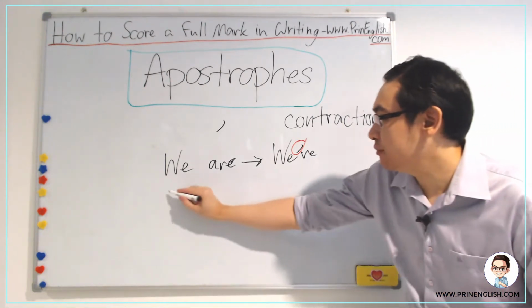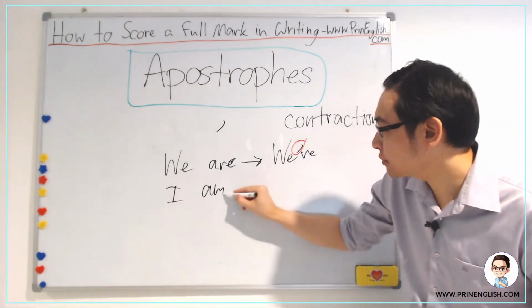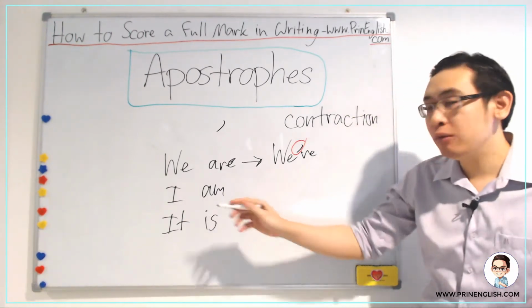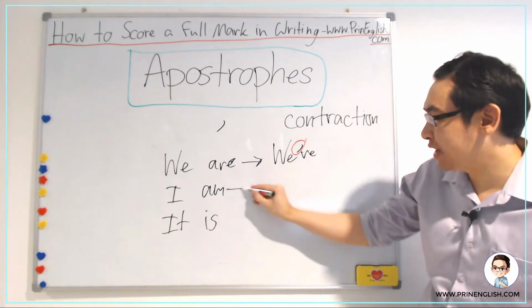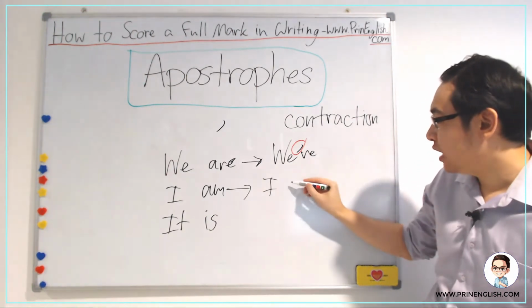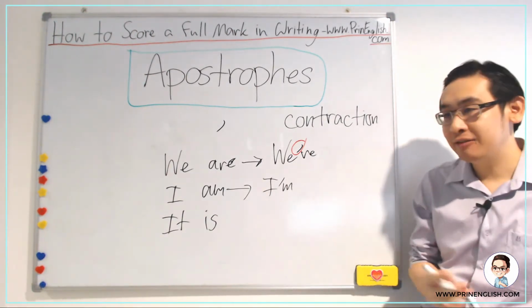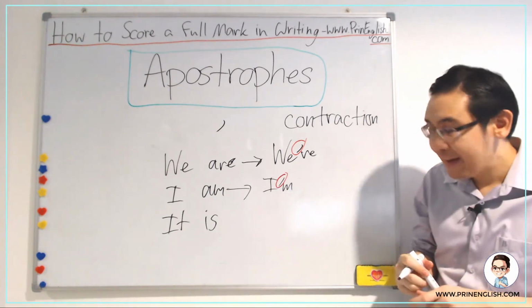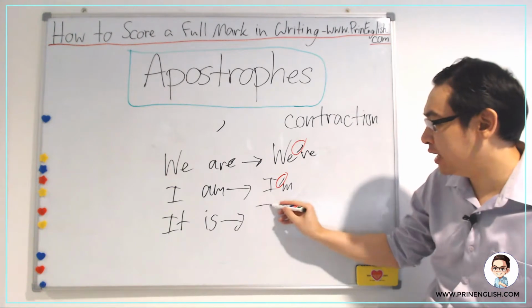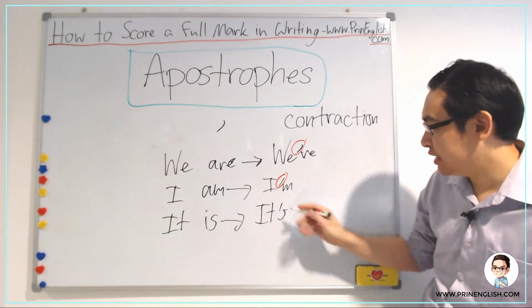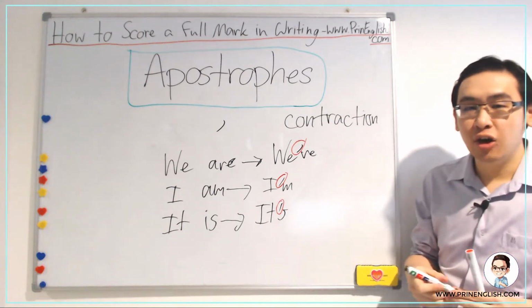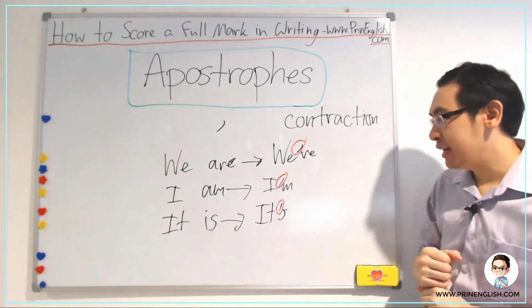So let's take a look at a few more examples, maybe I am and it is. Okay, so if we want to contract I am, what does it become? It becomes I'm, like this, right? I'm. So that's the apostrophe. That's the first use of the apostrophe. And for it is, it becomes it's, like this. Okay, so I'm sure you already know them, right? It's quite easy for you.